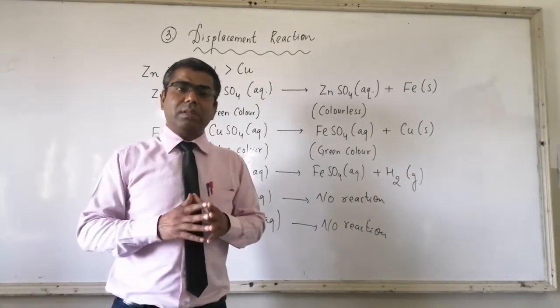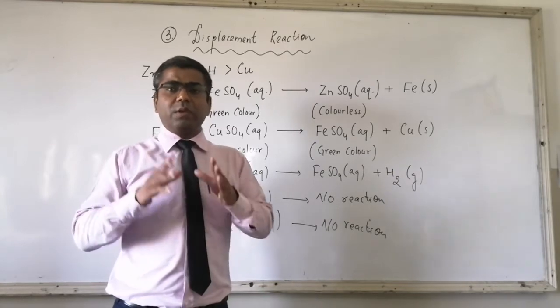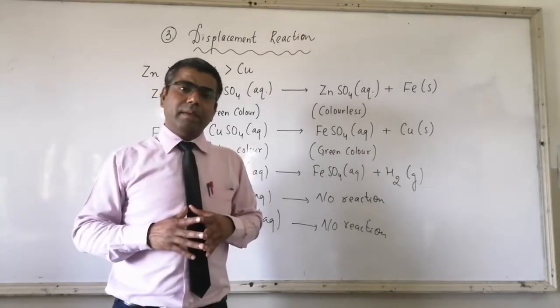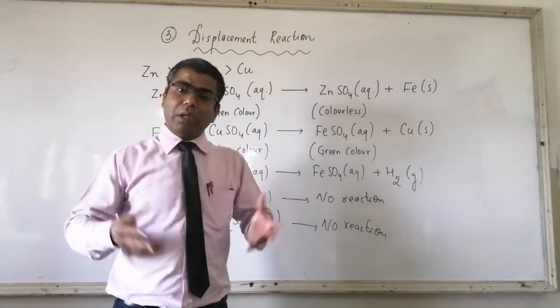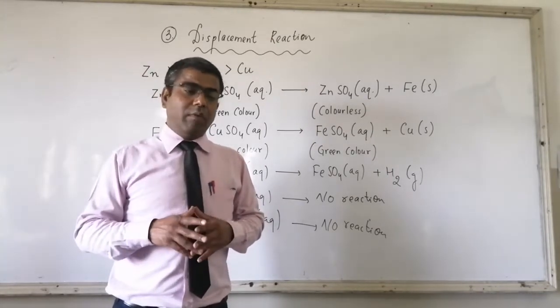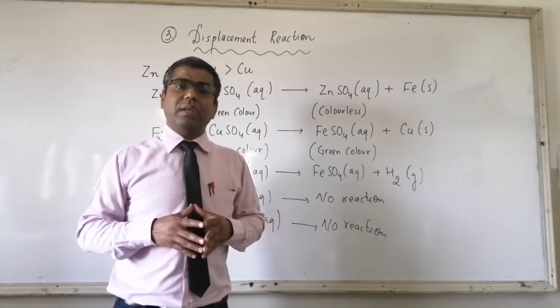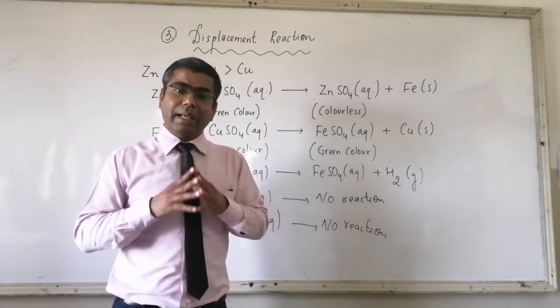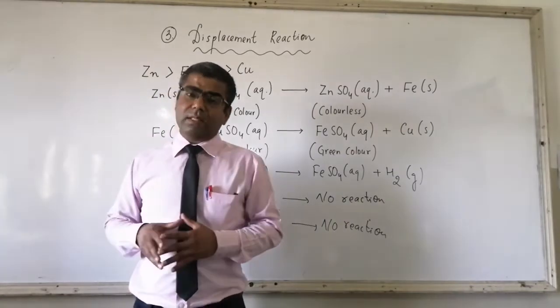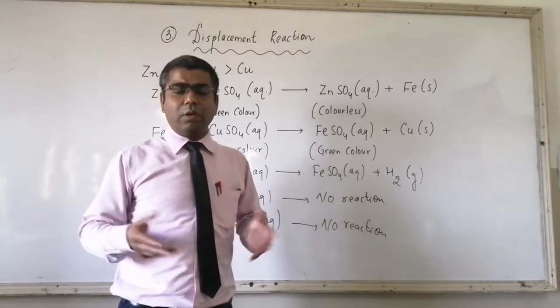All these compounds are soluble in water. So if we dissolve copper sulfate in water, we will get a blue color solution. If we dissolve iron sulfate in water, we will get a green color solution. And if we dissolve zinc sulfate, then we will get a colorless solution, like sodium chloride, a white color solid. When dissolved in water, every time we get a colorless solution.